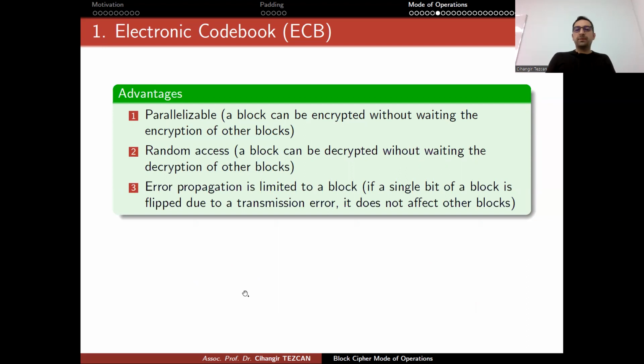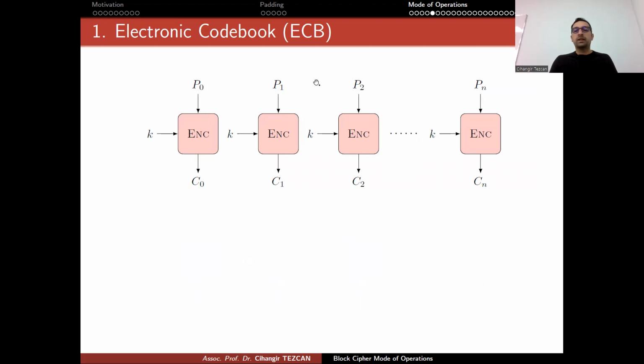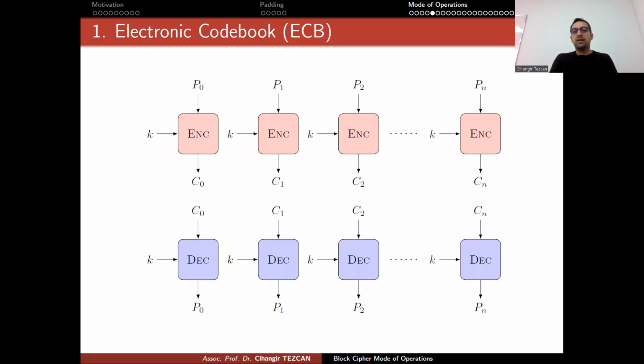Error propagation is limited to a block. This means that if a single bit of a block is flipped due to a transmission error, it does not affect other blocks. So here you perform the encryption, obtain the ciphertext and transmit it, but there was a problem during the transmission, and assume that one bit of the C2 block is changed.